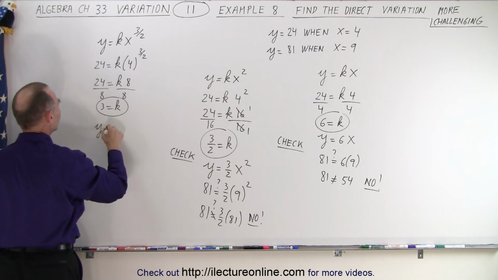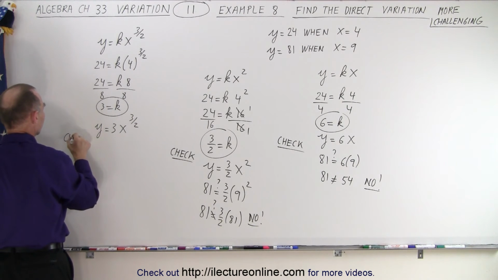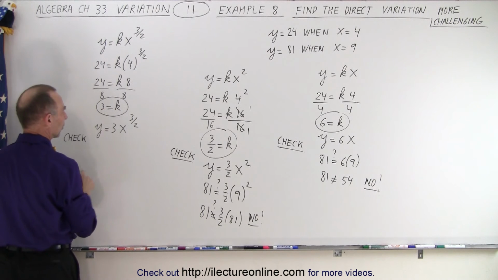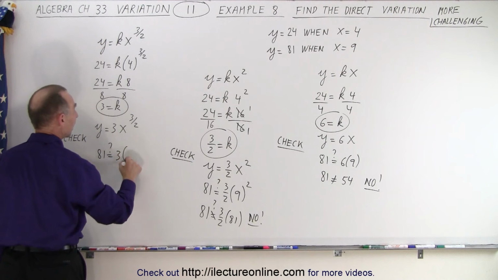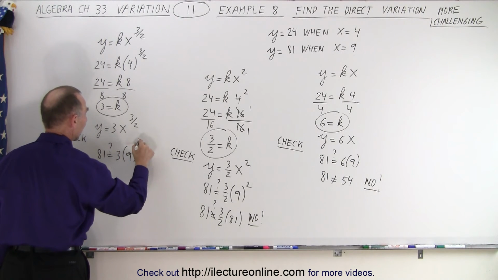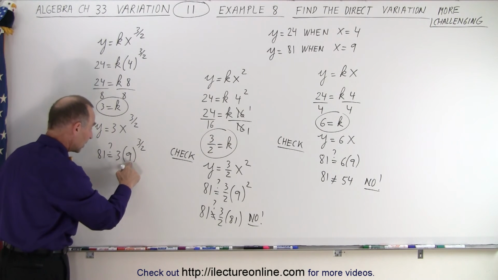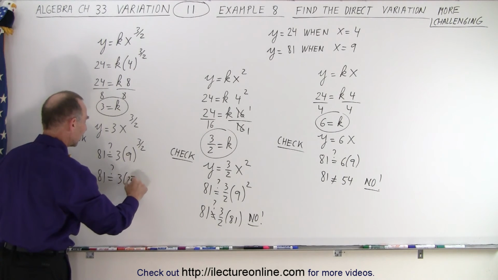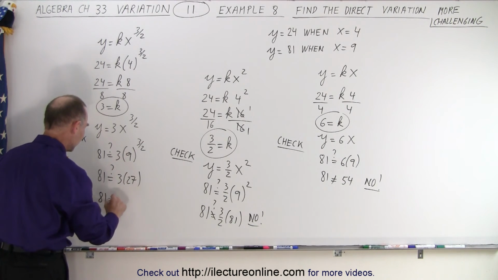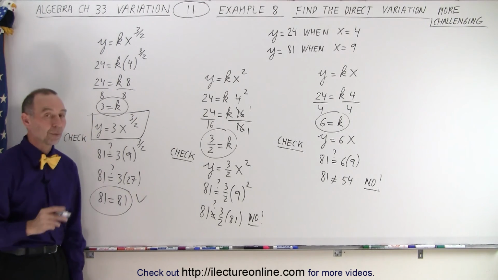So we end up with y is equal to 3 times x to the 3/2 power, and we're going to do a check on this. All right, plug in the second set of values. 81 is equal to, question mark, 3 times x, which is 9 to the 3/2 power. So here we first take the square root. The square root of 9 is 3. 3 cubed is 27, so it's 81 equal to 3 times 27. And of course, 3 times 27 is indeed 81. And so therefore, there we go. We got the right value. So this became the correct equation that we're looking for.